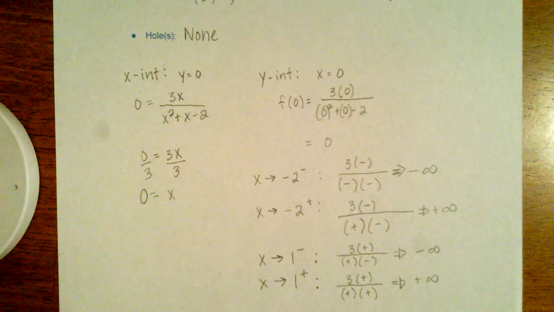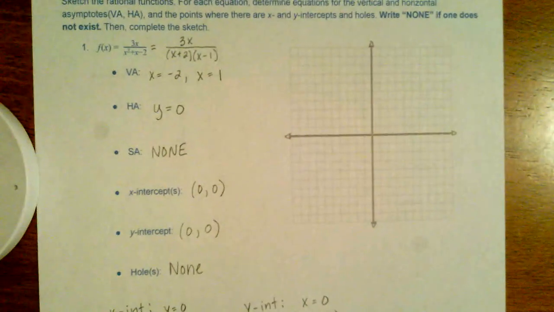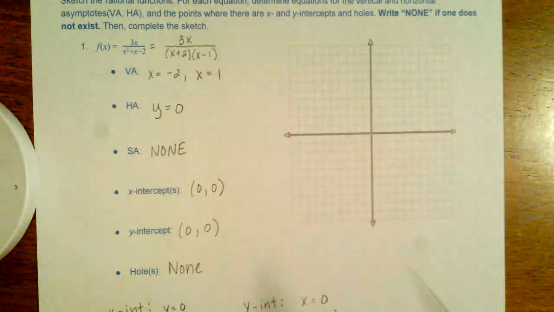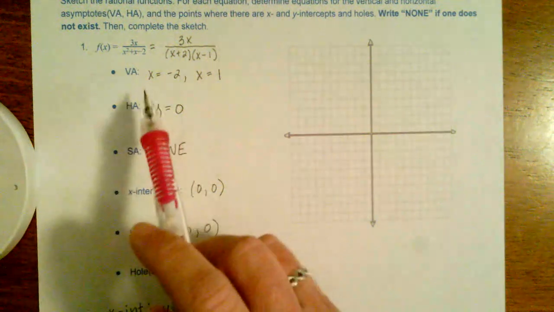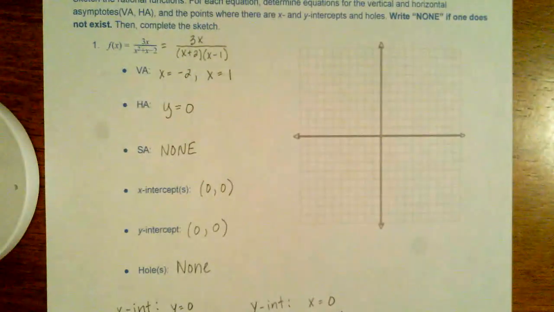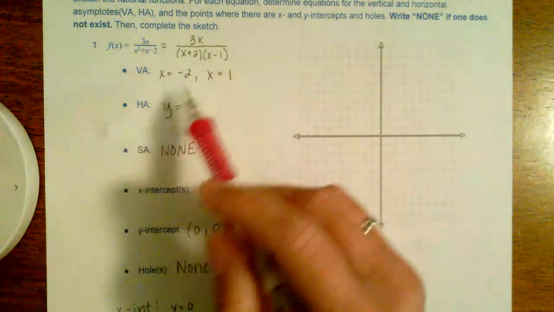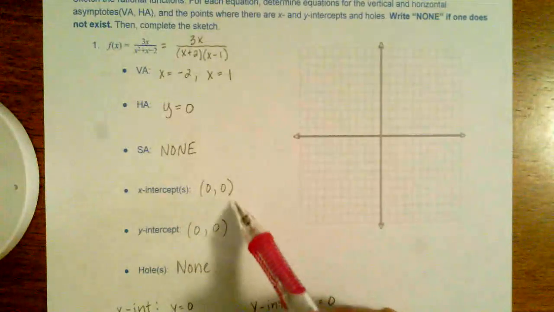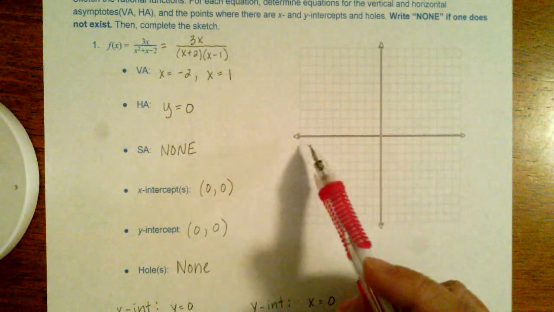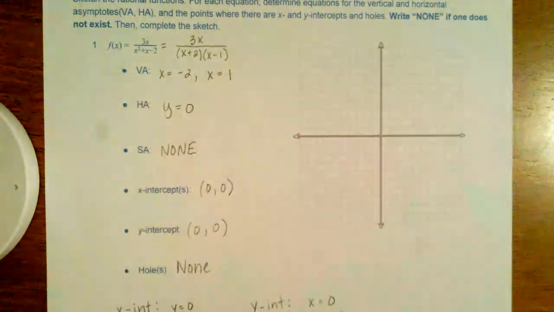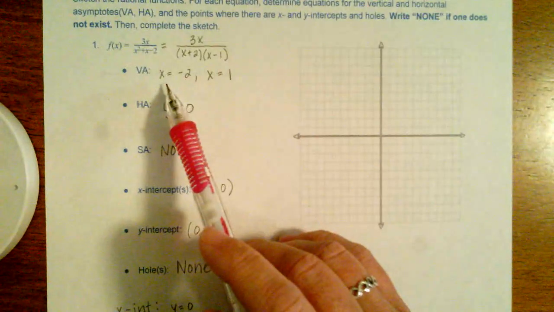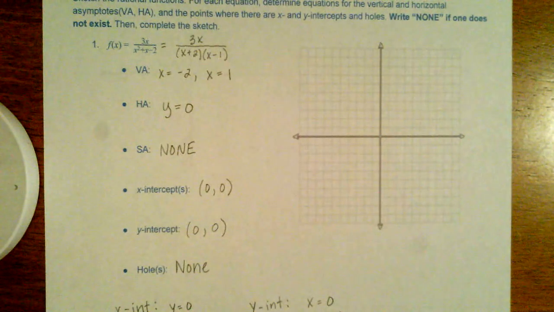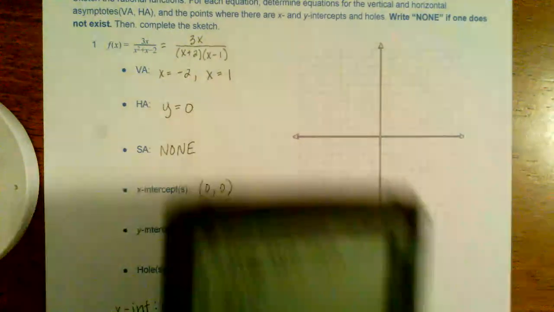So before I start to graph, we have all this information already, but we don't know if we need to change the scale of our graph. It looks like for our x-axis, we can still go from 10 to -10 because we have interesting things going on at -2 and 1 and at 0, 0. But we don't have anything interesting going on in the vertical asymptotes or anything outside of that. So I do want to check if I need to change my y scale.